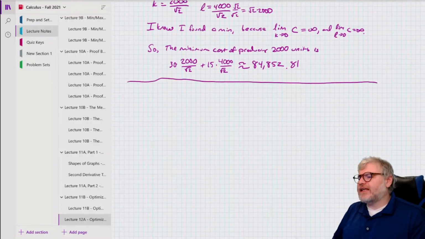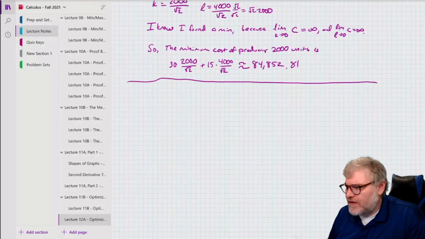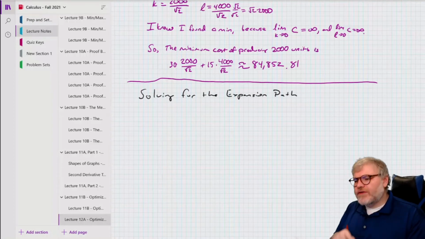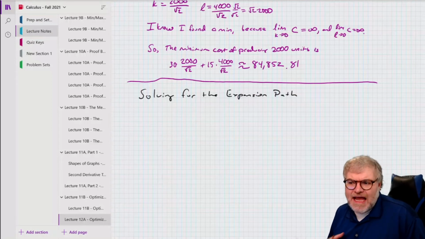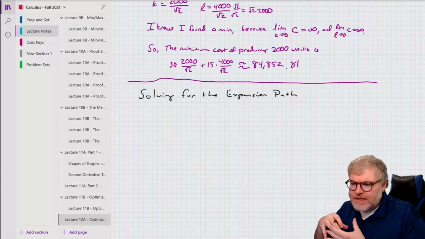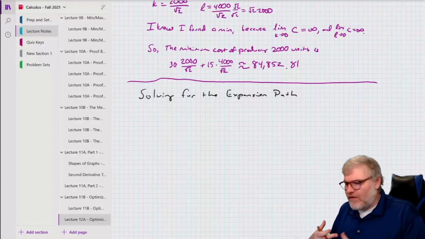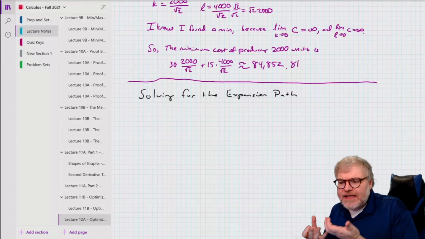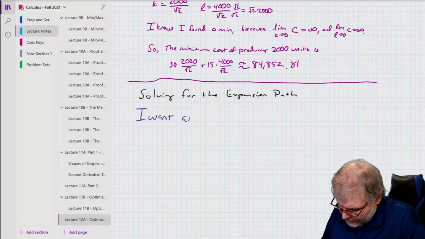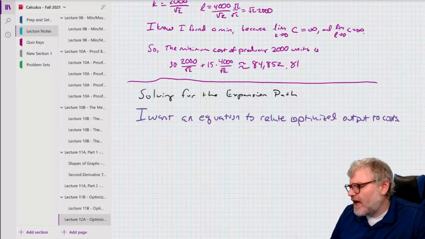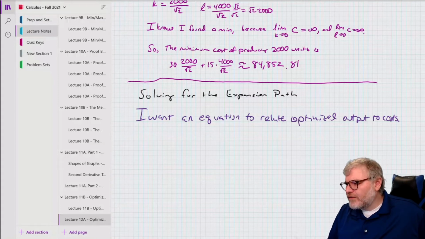There's another insight in here, is that it allows me to solve for what's called the expansion path. Okay, so the expansion path is what happens as I expand. What I want is a function. I want Q as a function of C, or vice versa. Okay, so I want a relationship between the output and the cost if I optimized. Okay, so that's going to tell me what goes on as I expand, hence the name expansion path.